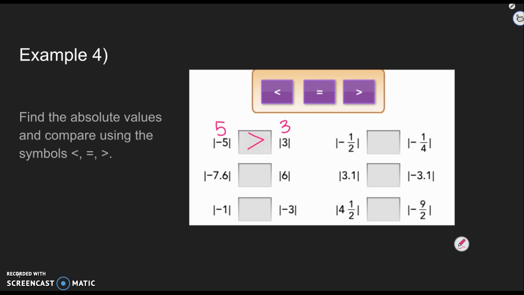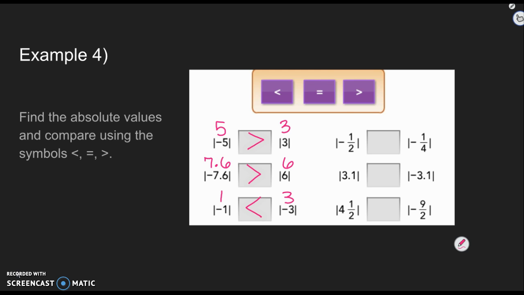The absolute value of negative 7 6/10 is positive, or 7 6/10. The absolute value of 6 is 6. 7 6/10 is greater than 6. The absolute value of negative 1 is 1. The absolute value of negative 3 is 3. 1 is less than 3.